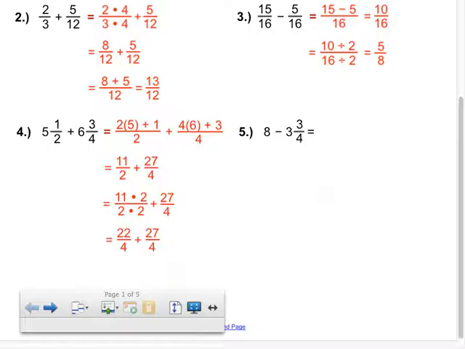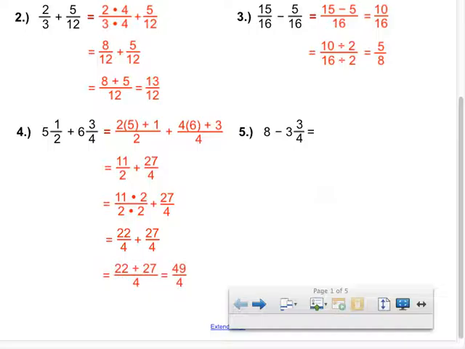Right? And then what do we get now? And since we're adding, it's 49, which is 12 and 1/4. Nice. Are we good? That is a long way to do it.